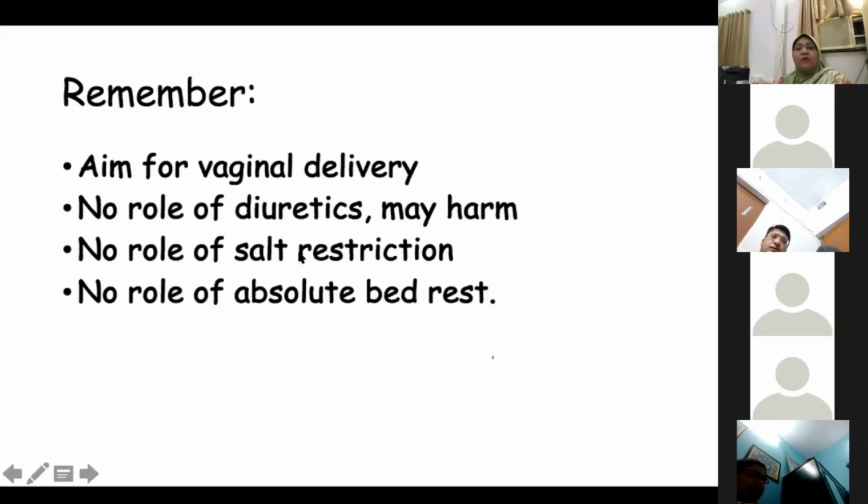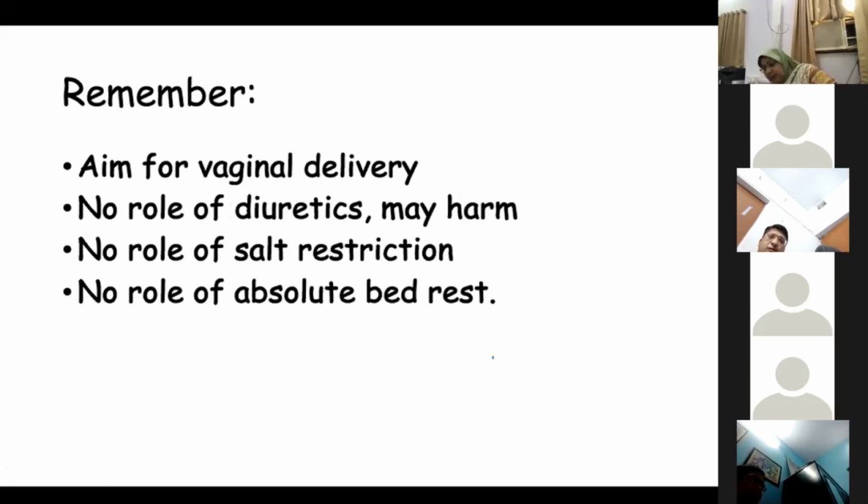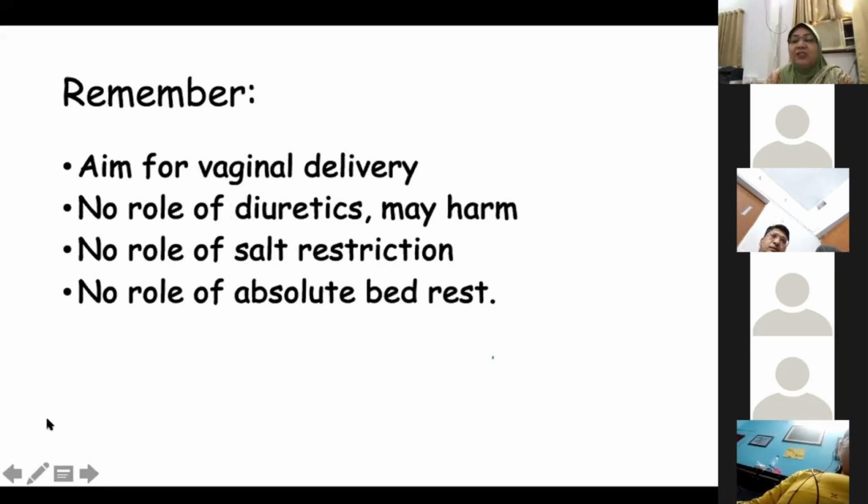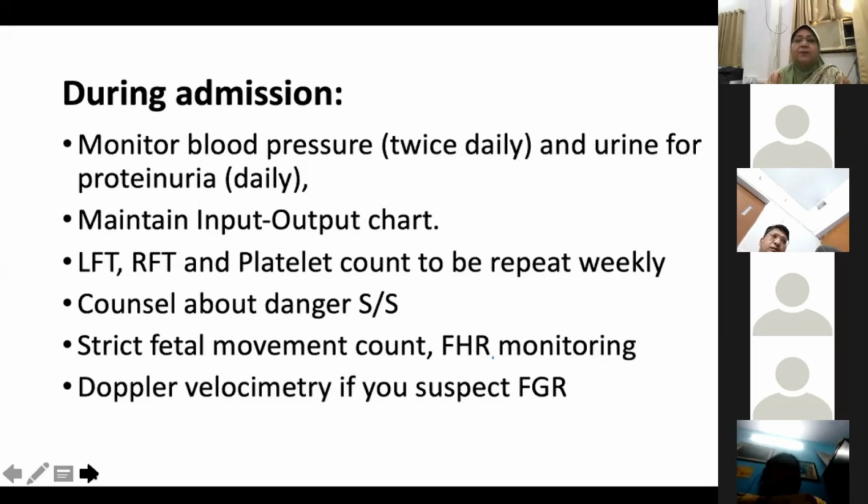There is no role of salt restriction. You already saw the etiopathogenesis, why it was happening, isn't it? So again, please remember, there is no role of salt restriction, and there is no role of absolute bed rest. She should be walking about according to her ability. Otherwise, there will be stasis of blood in the lower limbs. Edema is already there. What will happen? She will be predisposed to DVT, isn't it? So please allow her to move around.